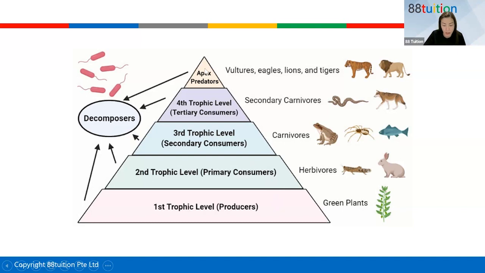So maximum, we can only go up to 5 levels. The apex is the highest, with no other predators above it. Why is that so? Because there is not enough energy to support the next level. Later when we do the workings, we need to do some calculations to understand further.